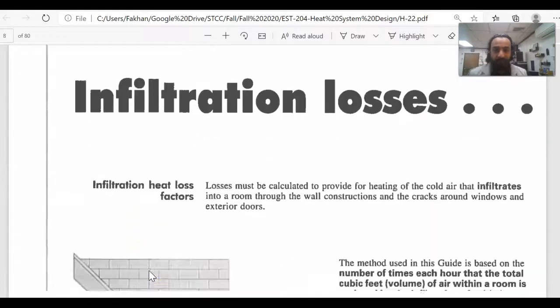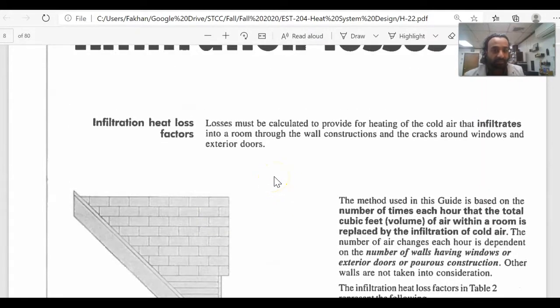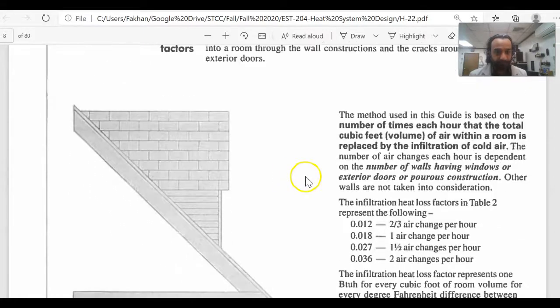Moving on, infiltration losses. We talked about that, and about porosity of the wall and holes in it. And this is the method that they use. It's not necessarily the only one. There are so many ways to calculate heat loss through infiltration and calculate the CFM.